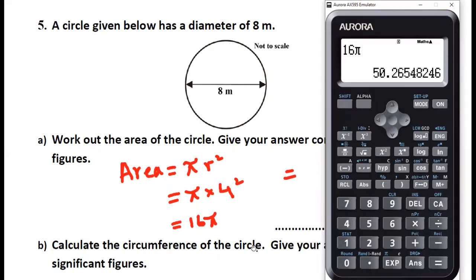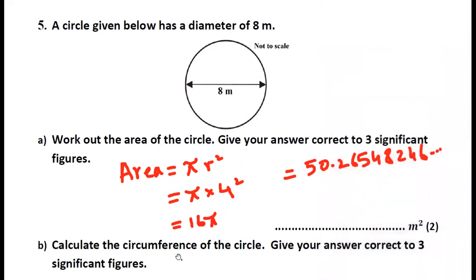This gives me 50.26548246... And if I round this answer to 3 significant figures, again I will look at the first 3 digits only. This is the most important, second most important, and third most important digit. If I look at the immediately next digit, is it 5 or bigger? That's 6, which is bigger than 5. That's why I'm going to round this up. So this 50.2 will become 50.3 meters squared.